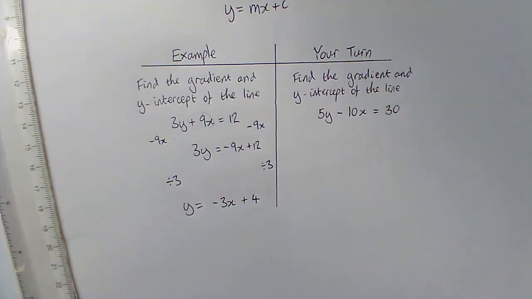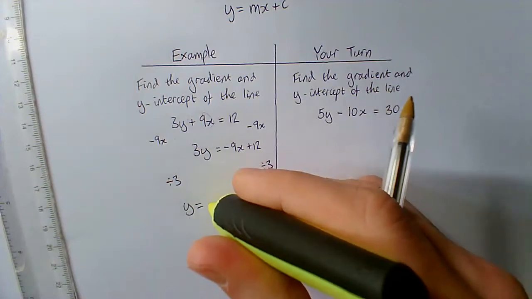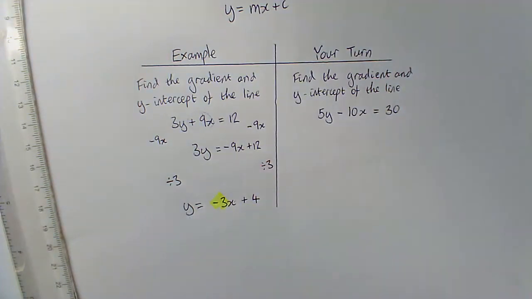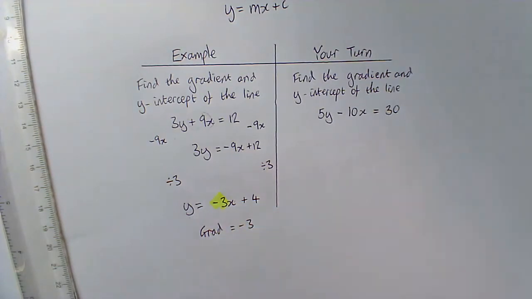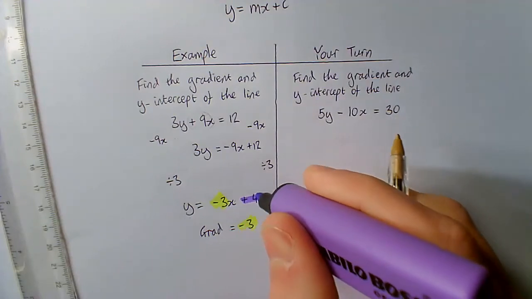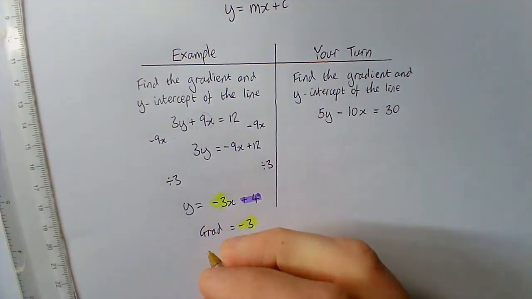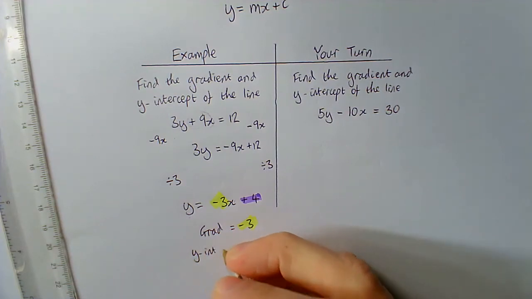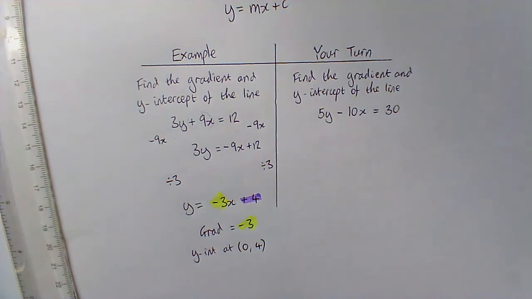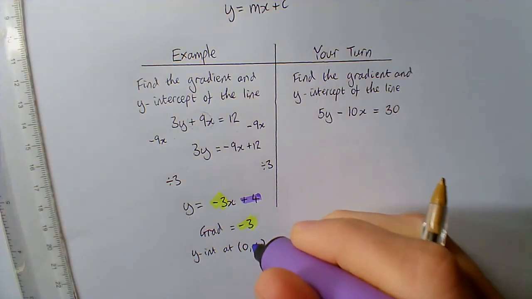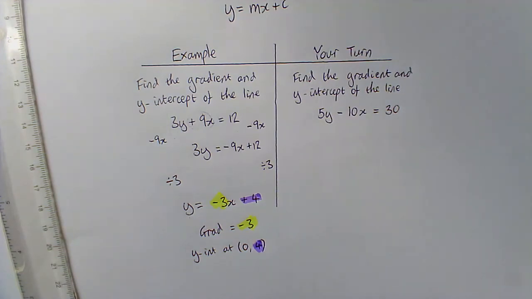Well, our gradient, remember, is the number that comes in front of x. So that's my gradient. So let's write that down. So my gradient is minus 3. And my y-intercept is the bit that comes at the end on its own without the x. So the y-intercept is at 0, 4. So have a go for yourself and work through this example here. Pause the video, see if you can do it, and I'll run through the answer in just a moment or two.